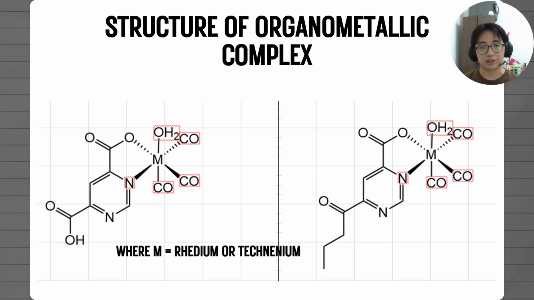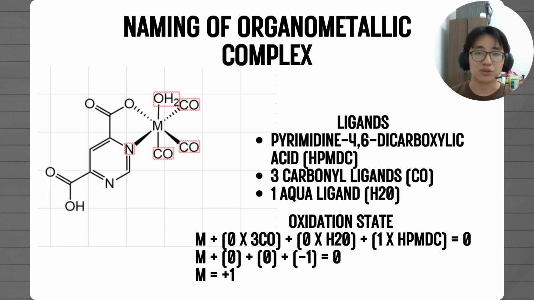After the introduction, I would like to show the structure of the organometallic complex from the title, from the article on Science Direct. As you can see, there is a central metal ion in the center of the complex, where the metal can be either rhenium or technetium, also known as Re or Tc. There are also two compounds present in the article, the left side and the right side ones. Now we'll move on to the naming of the organometallic complexes.